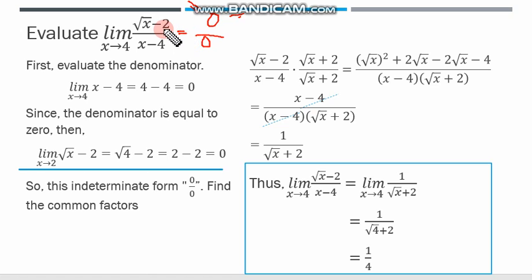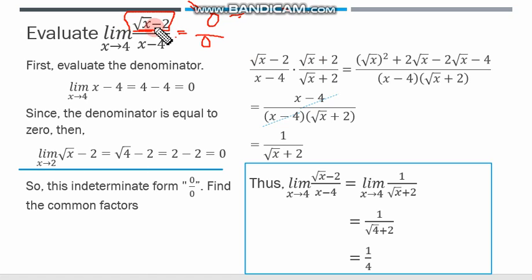We will use rationalizing since there is a radical sign with the x value here. To rationalize, we will use the conjugate of the function with the radical sign. So for square root of x minus 2, the conjugate is square root of x plus 2. You just make the negative into positive, and that's the conjugate.